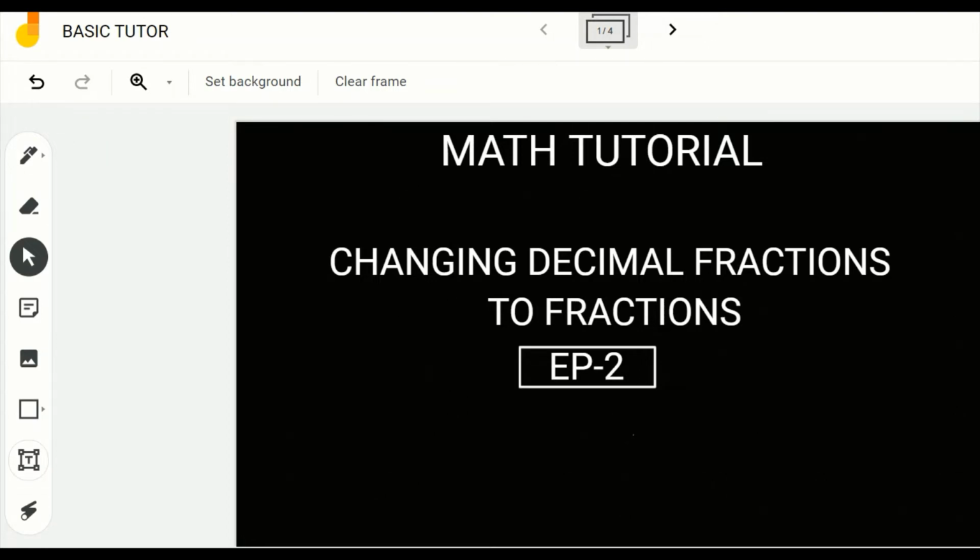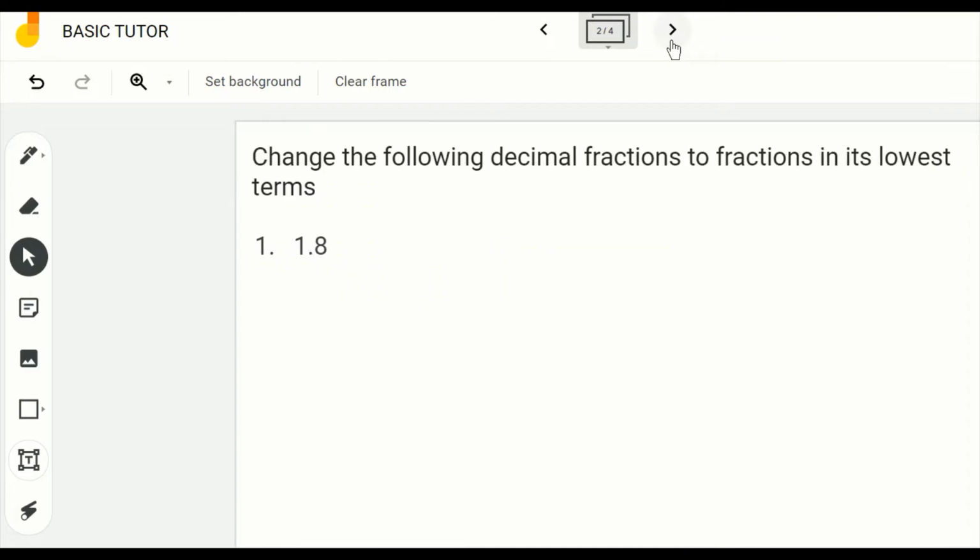In this video we shall be looking at how to change decimal fractions to fractions. If you missed our previous video on fractions or on decimal fractions, you are advised to click on the link above to watch our introduction to decimal fraction. So today we shall look at two examples of how we can change decimal fractions to fractions.